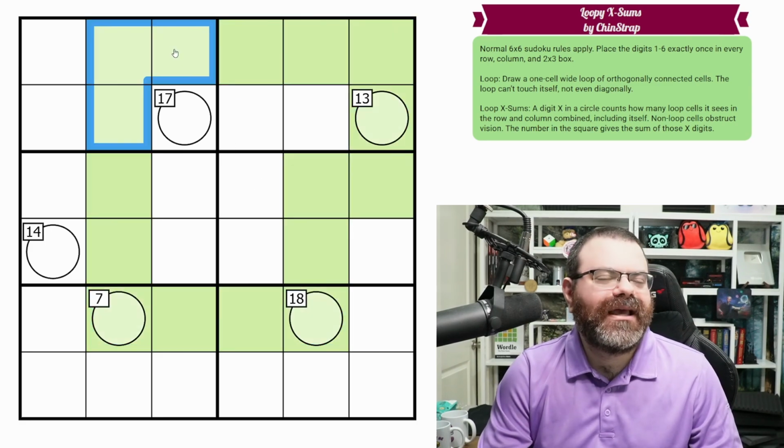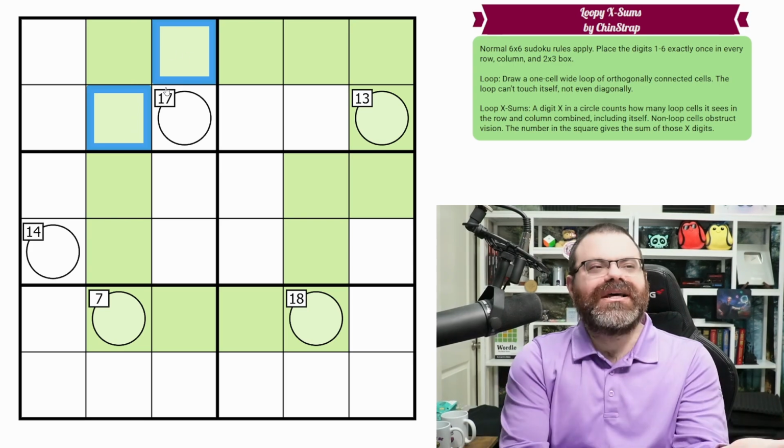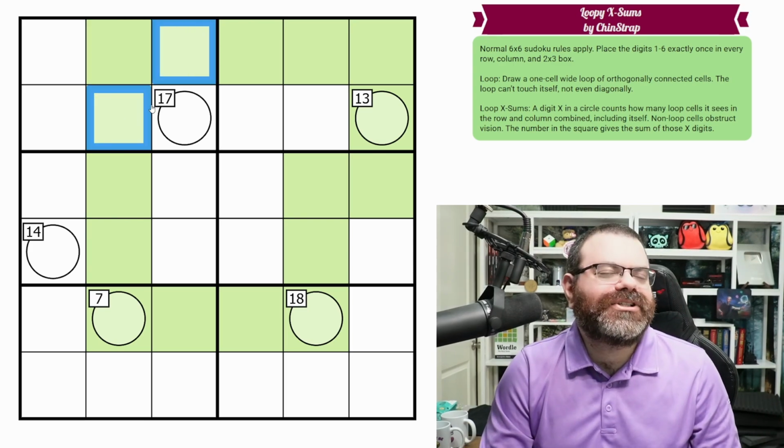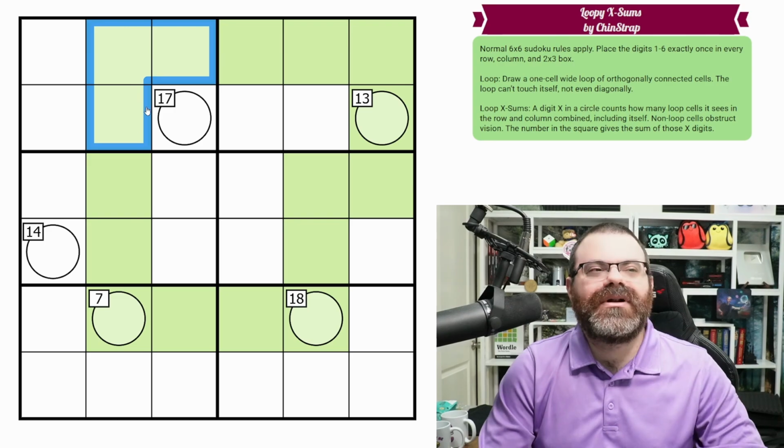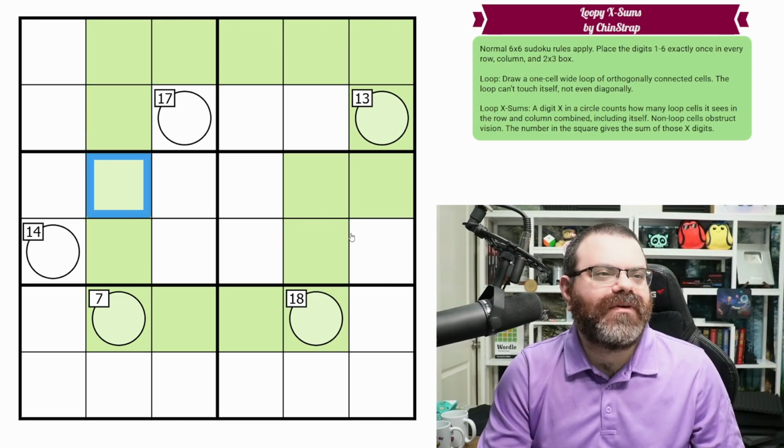Obviously, if this cell's on the loop, the two cells that continue the loop touch this cell, and they touch each other sometimes when you turn the corner. We're not talking about that. We're talking about after you've left that, you can't then come back around and touch yourself.